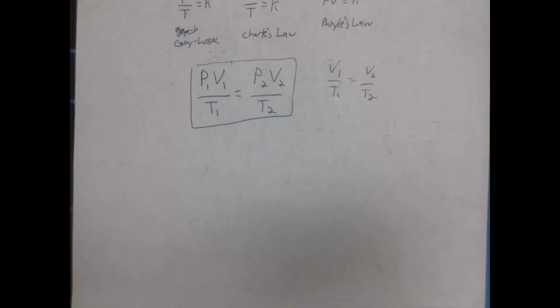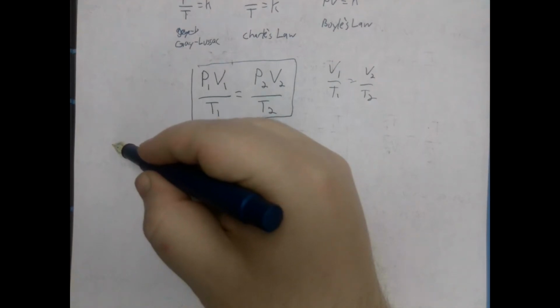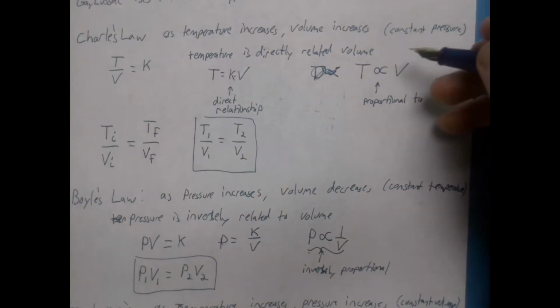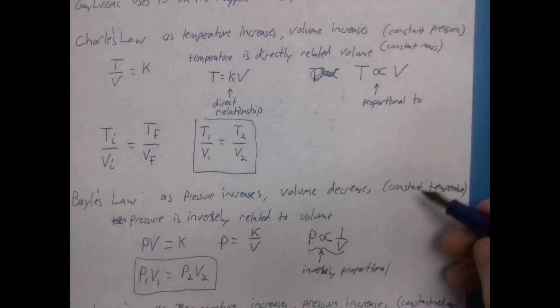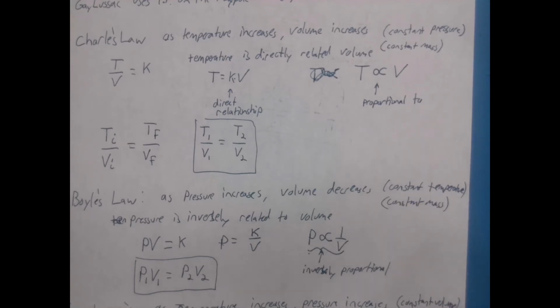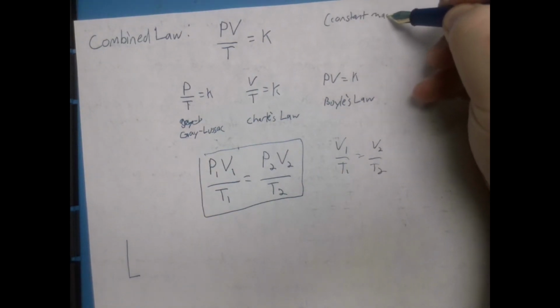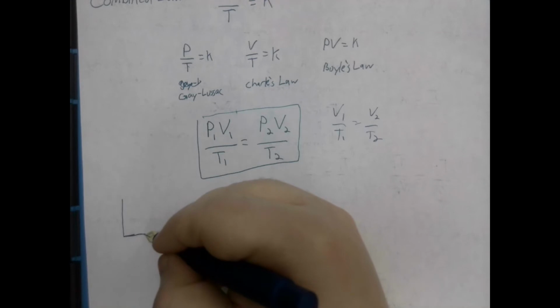So let's think of some examples of everyday things. What would make sense? Let's think of an aerosol can. This is not accurate. Oh, another thing, I should go back. Constant mass on all of these. Even the combined gas law assumes constant mass. This example doesn't have constant mass, but the amount of mass is not that important.